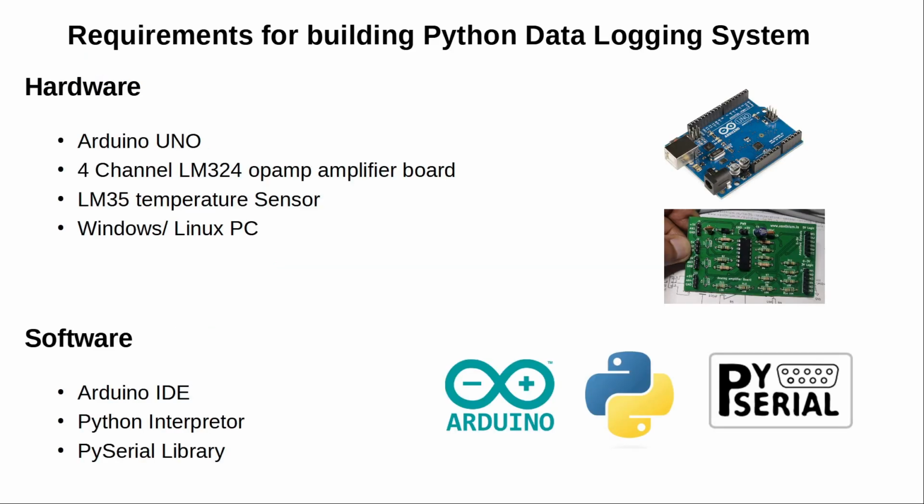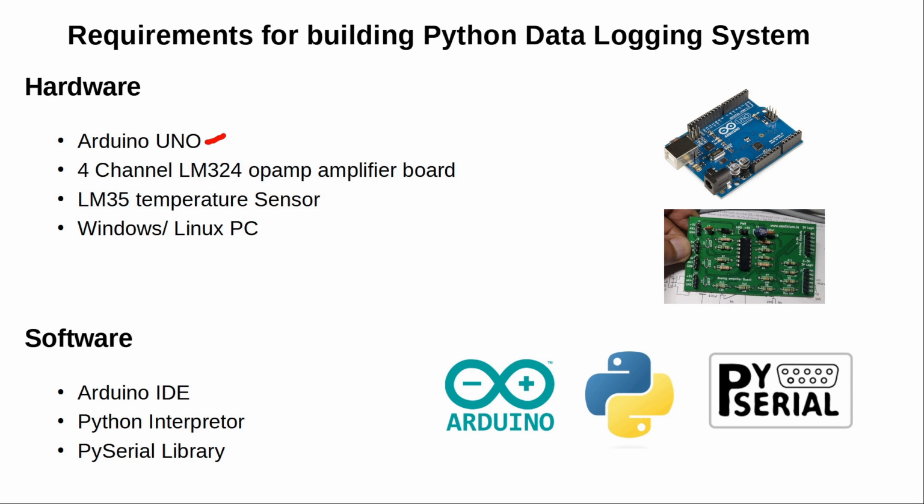Here we will discuss the requirements for building the Python data logging system. On the hardware side, you require an Arduino UNO, which is commonly available in the market. You can buy it from anywhere, or an Arduino Mega is also possible, but our code is currently written for the Arduino UNO, but you can easily adapt it for the Arduino Mega also.